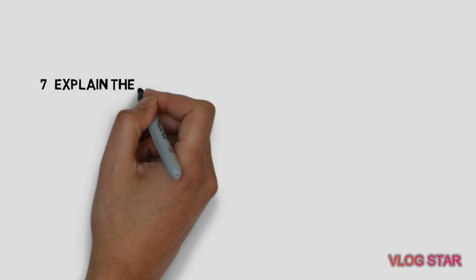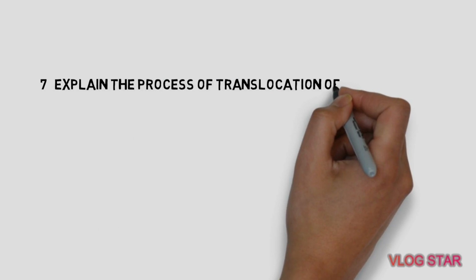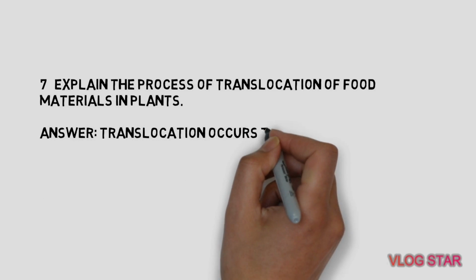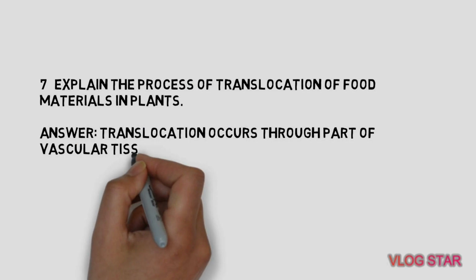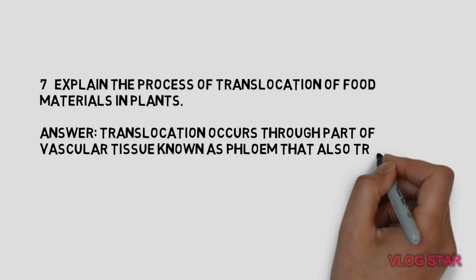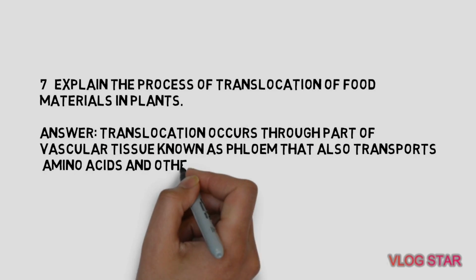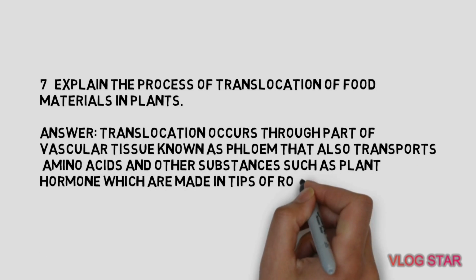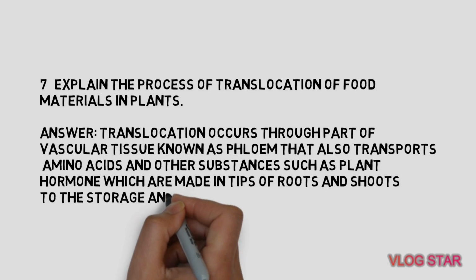7. Explain the process of translocation of food materials in plants. Answer: translocation occurs through the part of vascular tissue known as phloem that also transports amino acids and other substances such as plant hormones, which are made in the tips of roots and shoots, to the storage and growing organs.